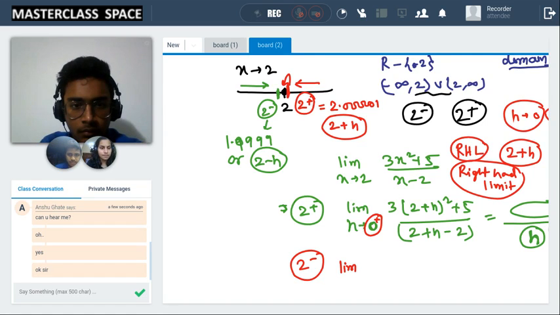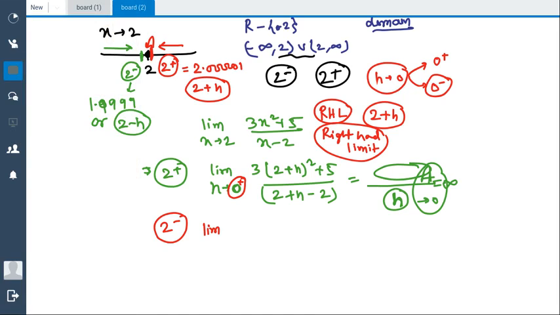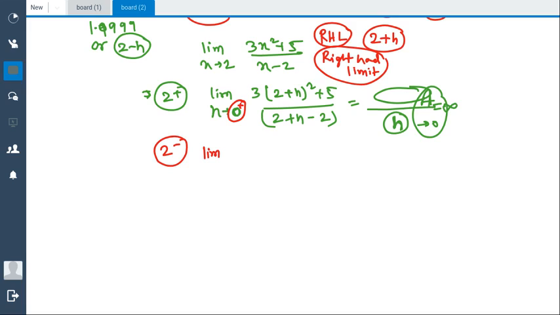Yeah. Okay, great. So what we were talking about, we are talking about two things. One is left hand limit and the other thing is right hand limit.